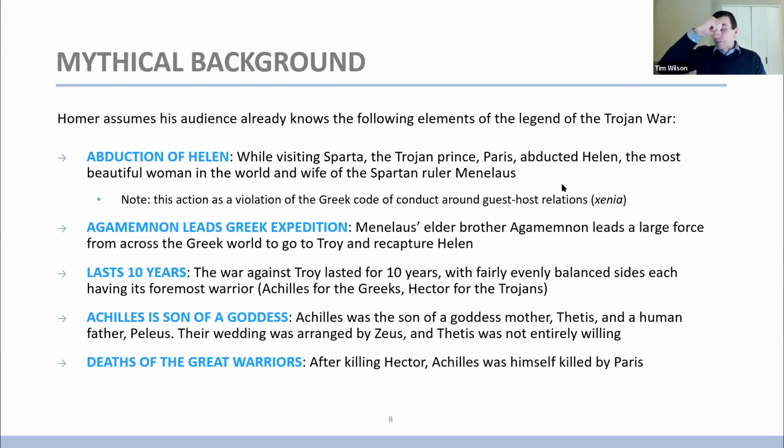Thetis, Achilles' mother, dipped Achilles in the river Styx to give him imperviability, but held on to his heel, so only his heel was vulnerable. So it's not entirely clear whether that legend or myth is known to Homer, or whether or not it's in the background of the Iliad. It's not referred to explicitly, so it could be that was a later or a different strand of the story. And the readers would have known that Hector dies at the hands of Achilles, and that Achilles was afterwards killed himself by Paris. So they know all of this going in.